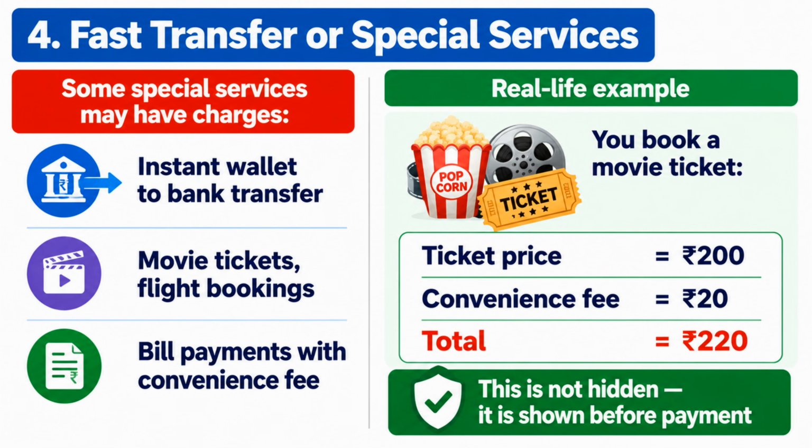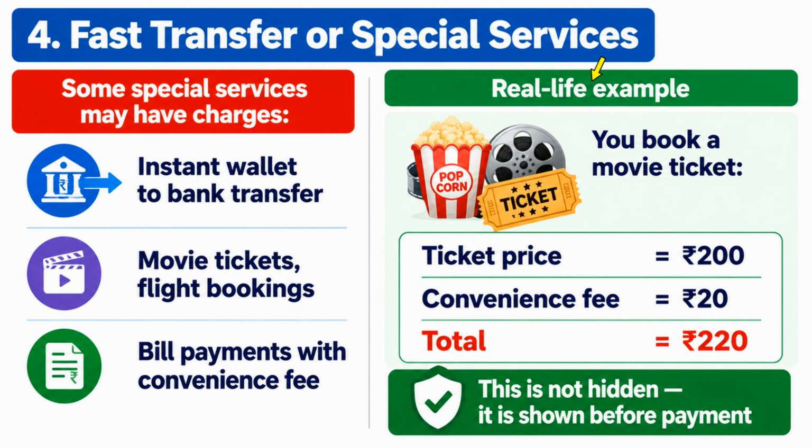Fourth one, fast transfers and special services. Some special services may include charges. For example, instant wallet to bank transfers, movie ticket bookings, flight bookings, and certain bill payments with convenience fees.